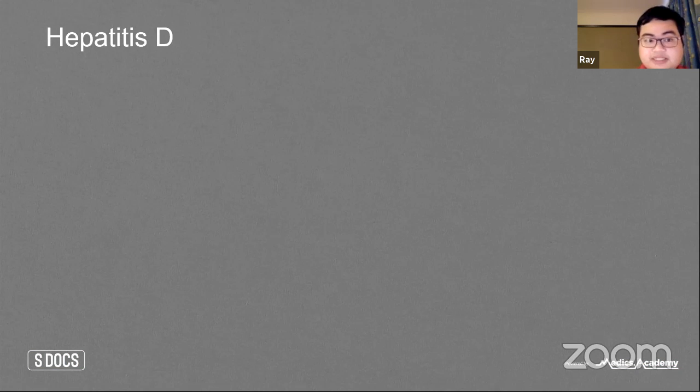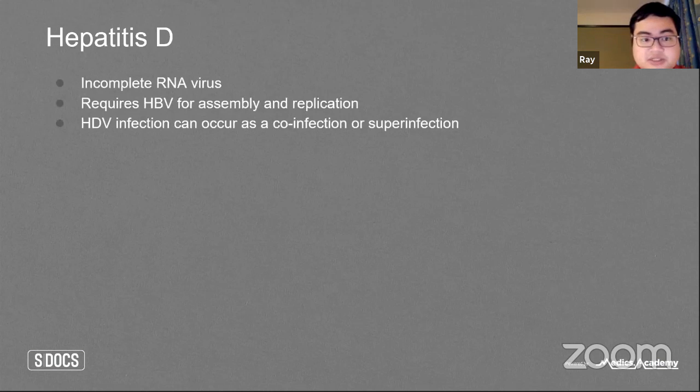Now let's move on to hepatitis D. Hepatitis D and E are less commonly talked about, but I think you still need to be aware of these two conditions. Hepatitis D is very unique because it's an incomplete RNA virus, and the virus would need hepatitis B virus for assembly and replication. So while hepatitis B virus can survive without hepatitis D virus, hepatitis D virus cannot survive without hepatitis B virus, okay?